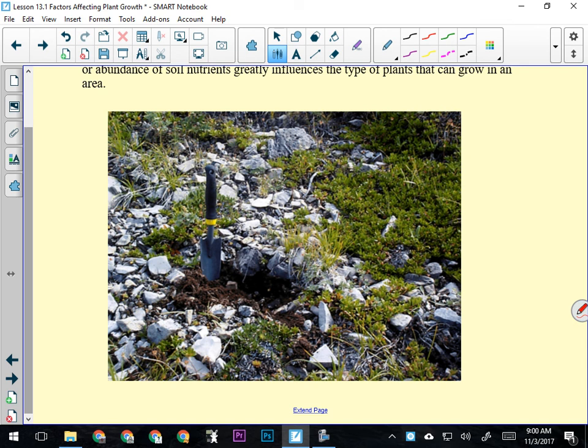Oh, that adds to it. But remember, initially, it's rocks, right? That's what makes up the gritty parts of soil. The organic parts of soil, for sure, are made from the decomposition of the organisms that have lived there previously. But that takes a lot longer to build up. You've got to get a few growing there before you get that organic layer.